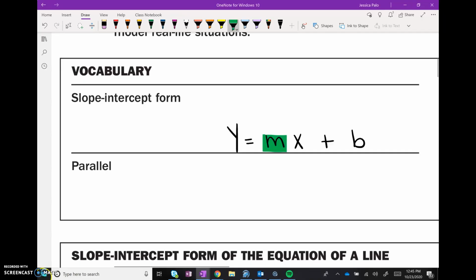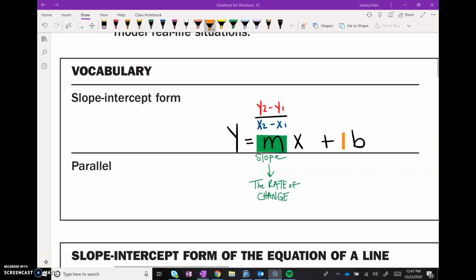is your slope. You know the formula to find the slope of a line is y2 minus y1 over x2 minus x1. Slope is also known as the rate of change.